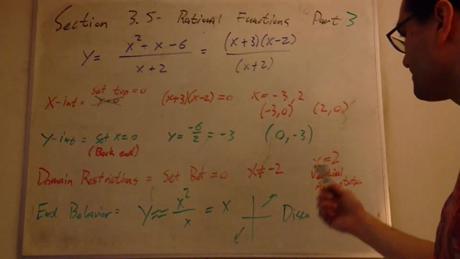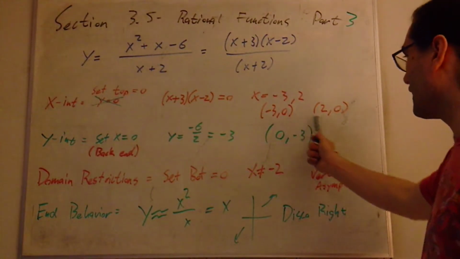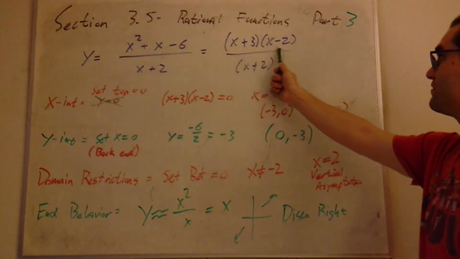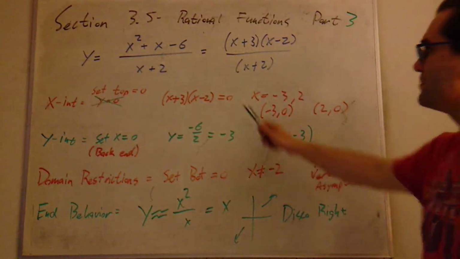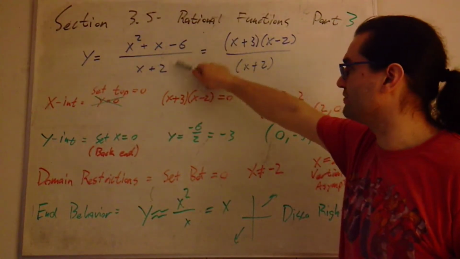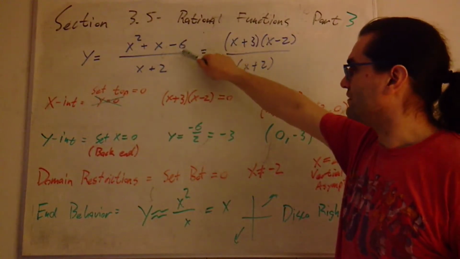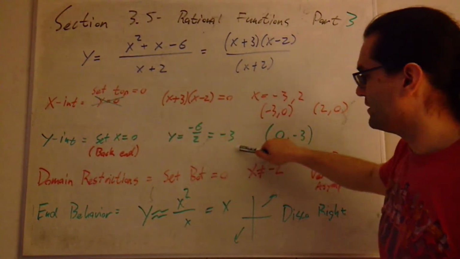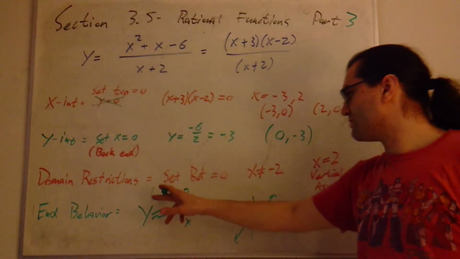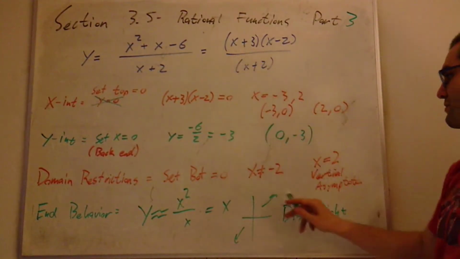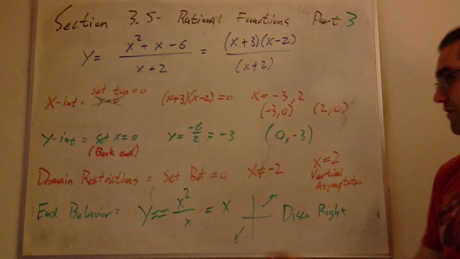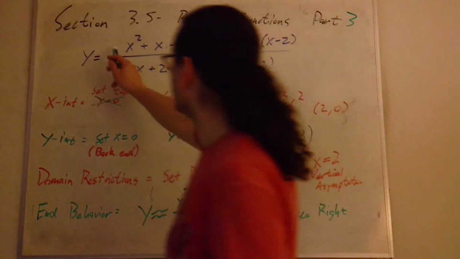That's all the information we need. We've got our x-intercepts. They came very easily from this factor thing: -3, +2. We've got our y-intercept. It comes very nicely from the back end: -6, +2 gives us a -3. We got our domain restrictions. That came really nicely from the bottom here. We just set that equal to 0. We got our -2. And we have our end behavior. That comes from the front end.